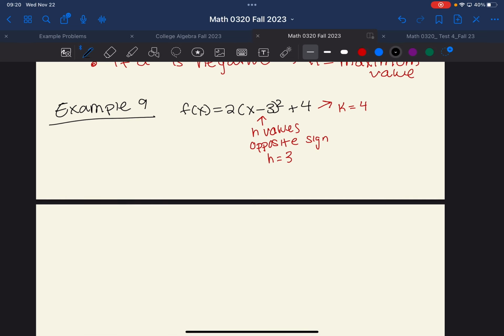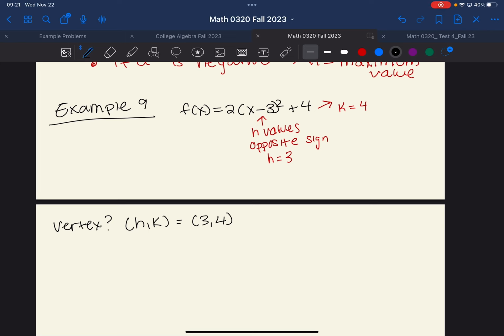It says find the vertex. So remember, the vertex is what point? What comma what? We said it in the little notes. Good. Vertex is always h comma k, and we just identified our h and our k, so that means our vertex is at what point? 3 comma 4. So perfect, that's our vertex.